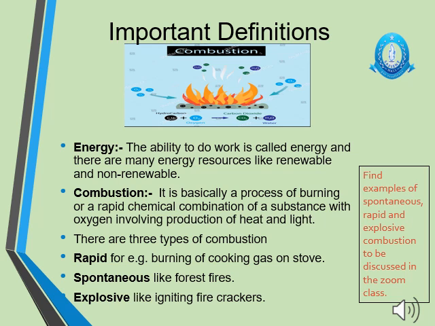The second type of combustion is spontaneous combustion. These are combustion reactions that occur on their own, so obviously they take place at a slow pace. Examples are forest fires. The third type of reaction is explosive. As the name suggests, it is very fast and a large amount of heat, light and sound is produced. Rapid expansion of the gases produces a large sound. Fireworks exploded in festivals are an example.